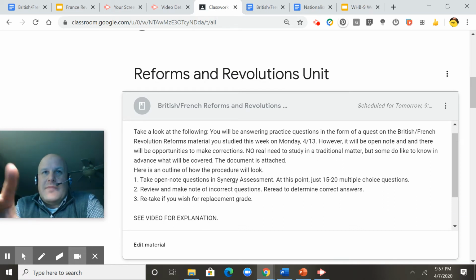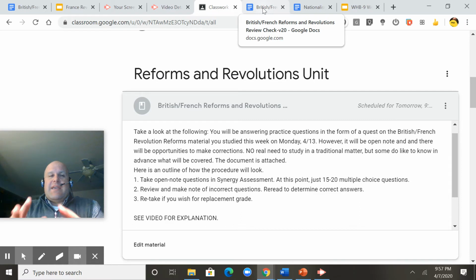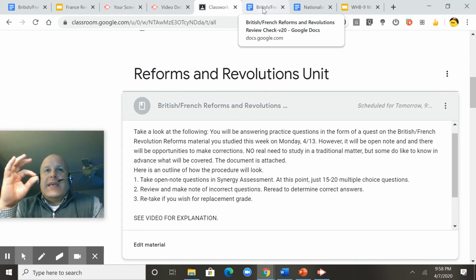So here's how this is going to go. You're going to take the open-notes questions in the Synergy assessment. It's going to be about 20 multiple choice questions. Review and make note of the incorrect questions. Reread notes to determine the correct answers. Then you can retake for a replacement grade. Now, if you get a 92 or 93 and you're fine with it, hey, great. Don't take the replacement. That's fine. Again, it's not something to get stressed about.